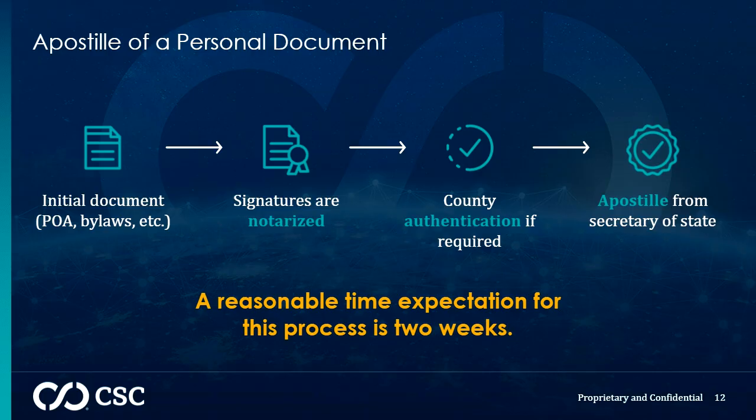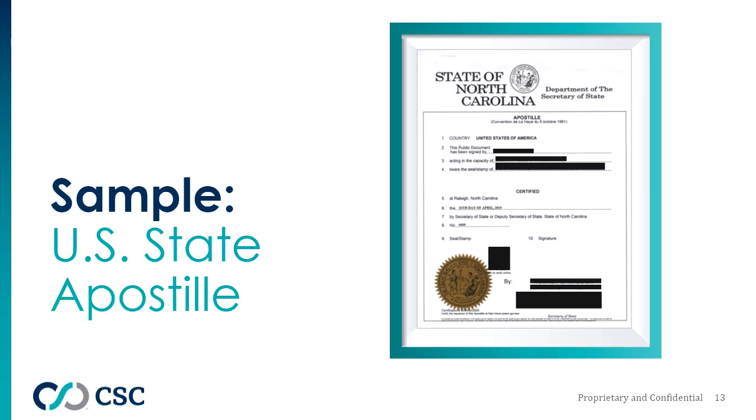Sure. The personal documents, again, are documents that have been notarized. Our example here is a power of attorney or bylaws. Those documents, again, are notarized. They go to the county, if you're looking at New York, to be authenticated, and then they would go to the Secretary of State's office to be apostilled. Keep in mind that New York is not unique, that there are a couple other states out there that require both state and county authentication. And depending upon the state, again, the time frame could be up to 2 weeks, possibly even a little bit longer.